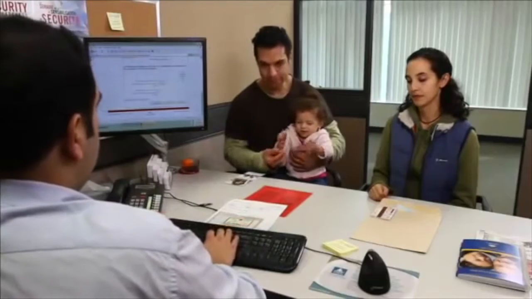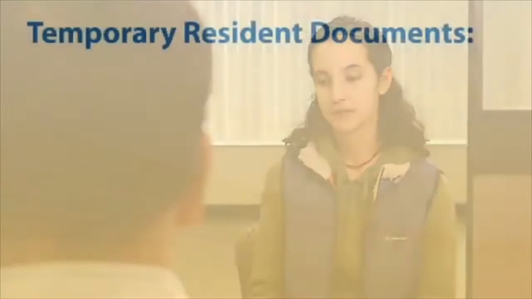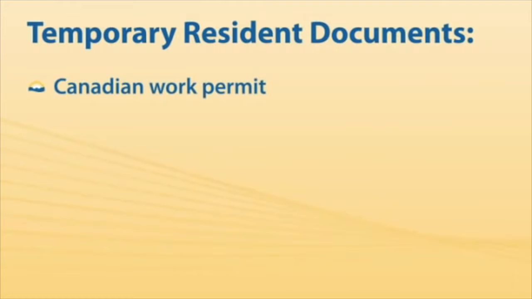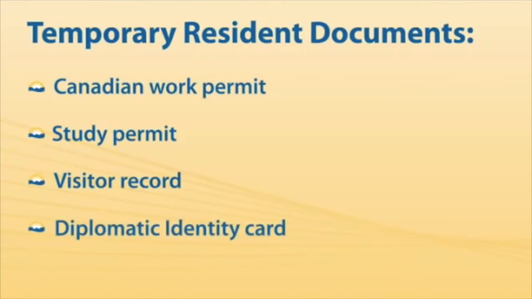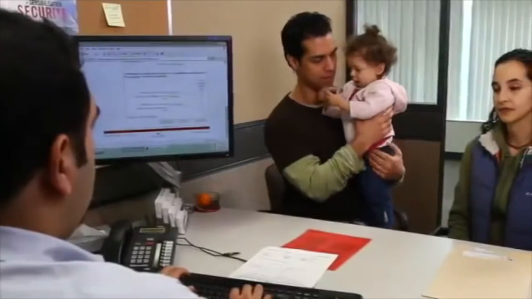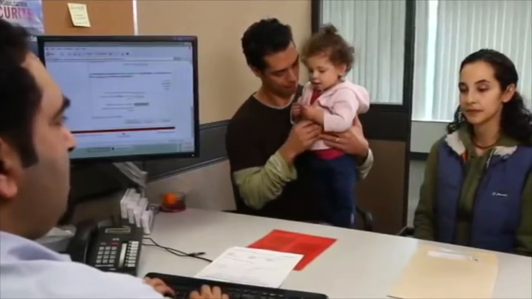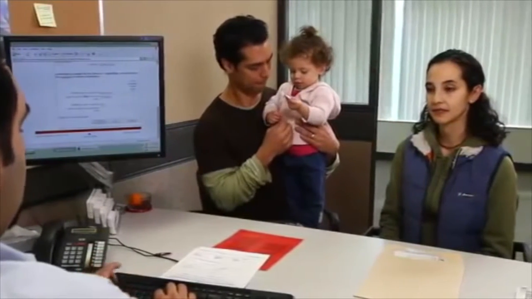If you are a temporary resident and authorized to work in Canada, you need to apply for a SIN. Your documentation to support this includes Canadian work permit, study permit, visitor record, or a diplomatic identity card. If your documents have a different name than the one you are now using, you must supply supporting documents, such as a certificate of marriage or legal change of name. Documents must be originals in English or French.